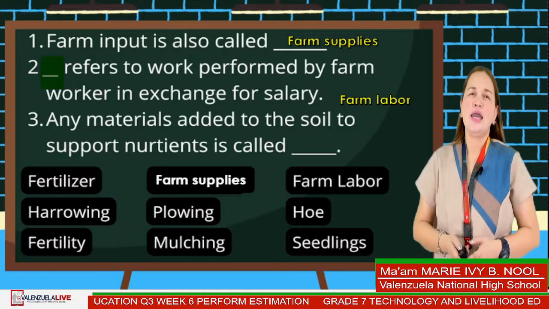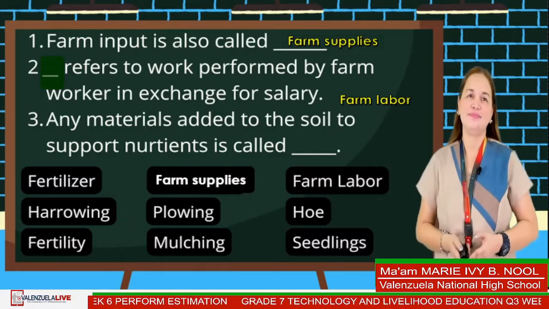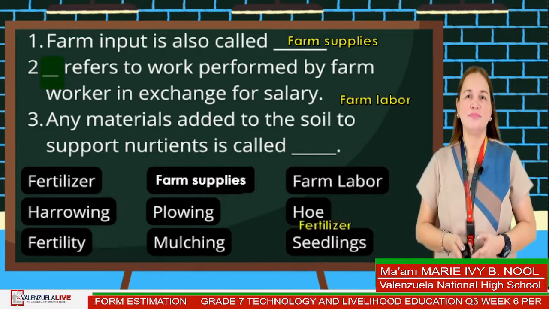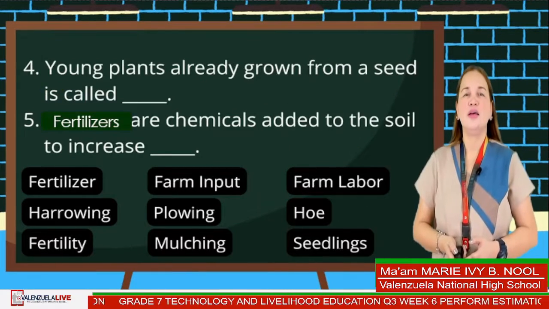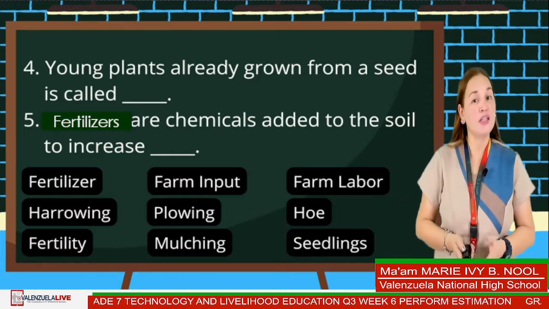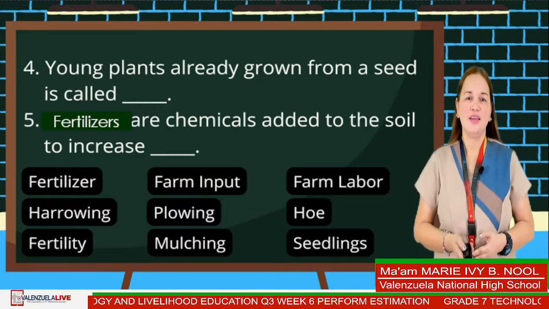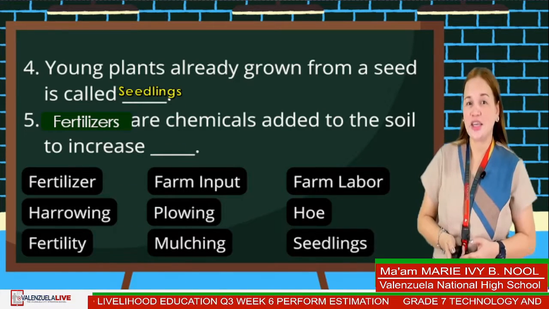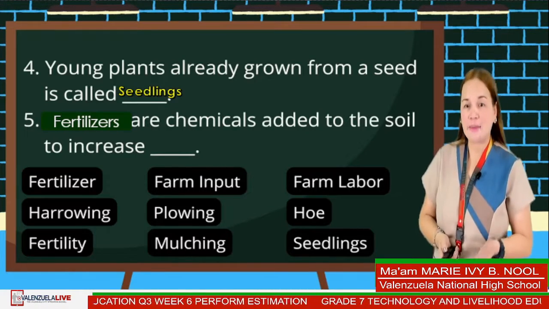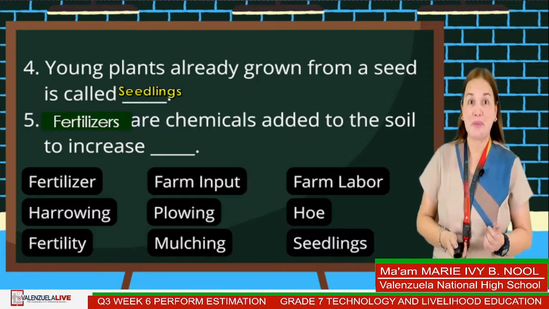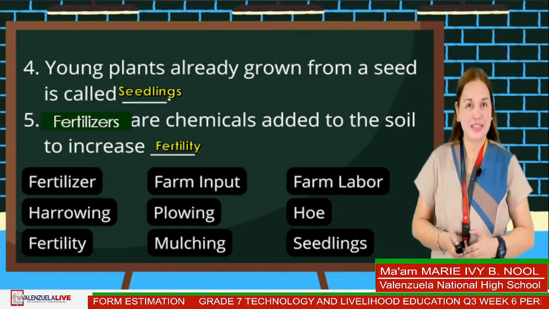Number 3. Any materials added to the soil to support nutrients is called blank. The answer is fertilizer. Number 4. Young plants already grown from a seed is called blank. Very good. The correct answer is seedlings. Number 5. Fertilizers are chemicals added to the soil to increase blank. Correct. Fertility.